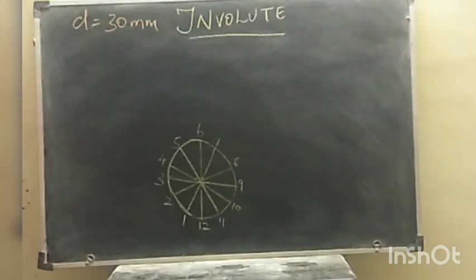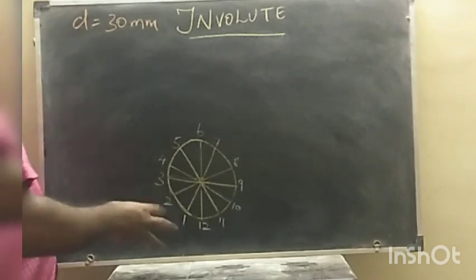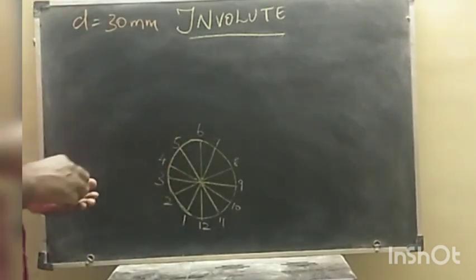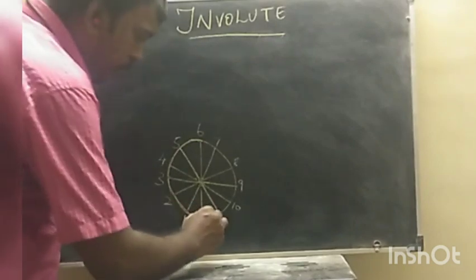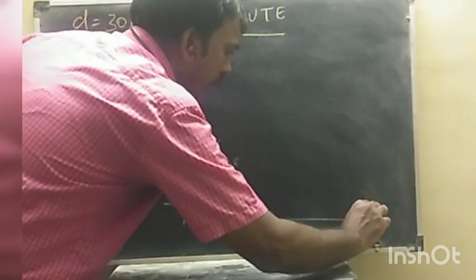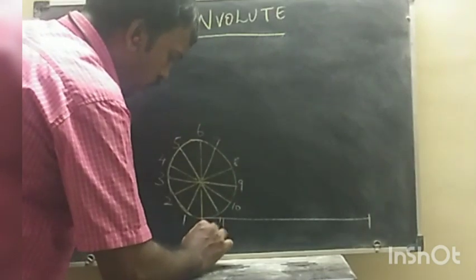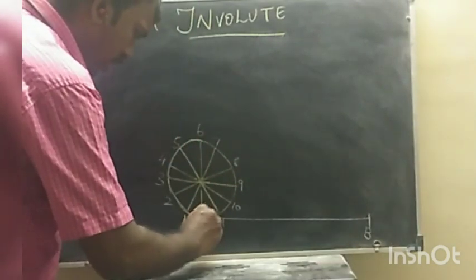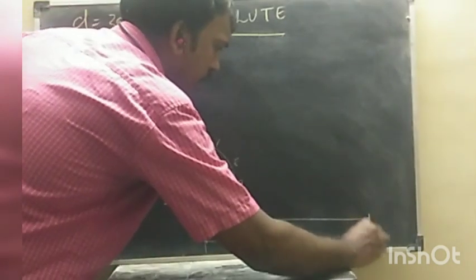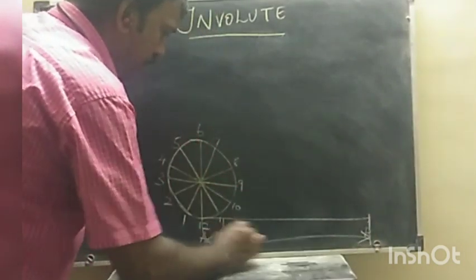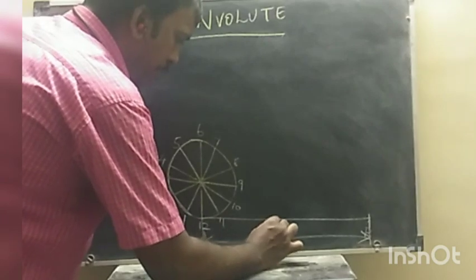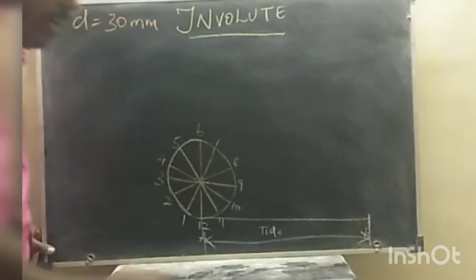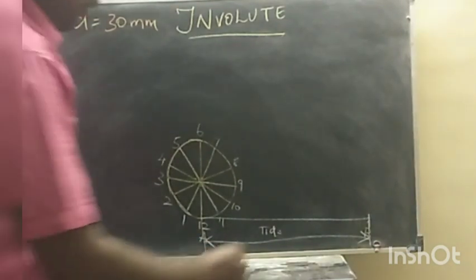Next step, I am going to draw a baseline, a horizontal line, from point 12. This 12th point I am going to name A, and the other end B. The total length of this line is equal to pi d, that is, pi into 30 mm.